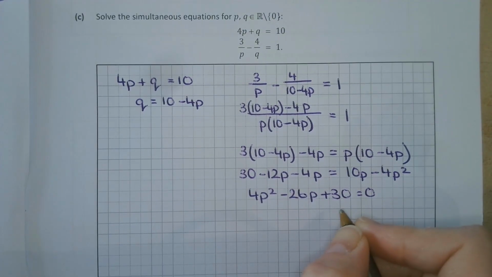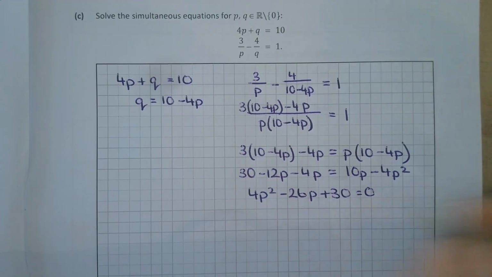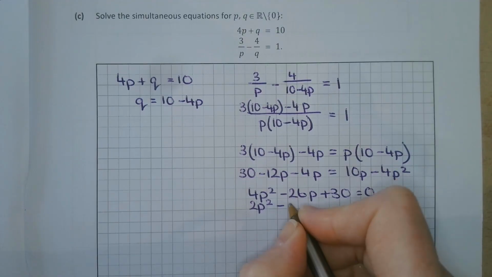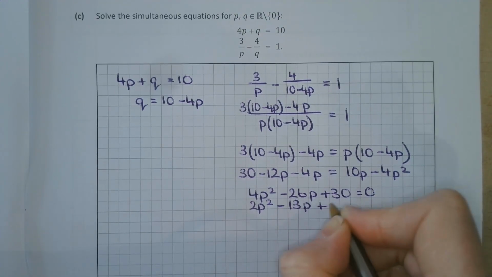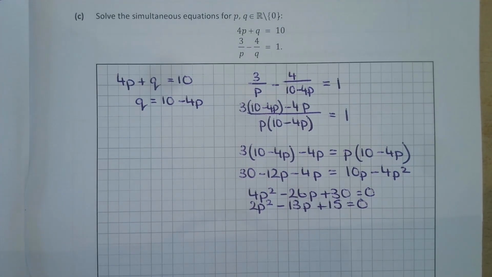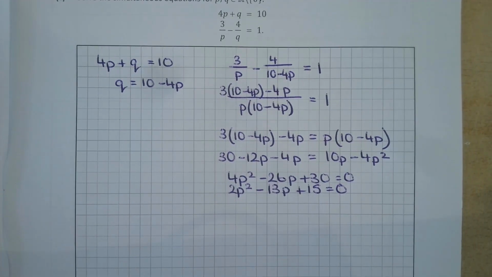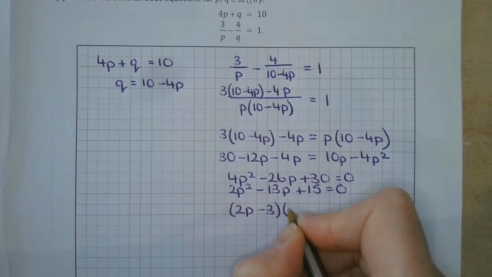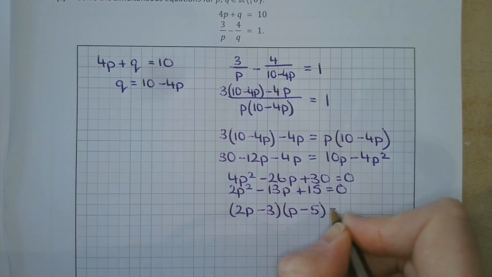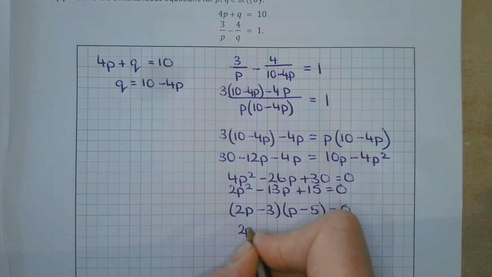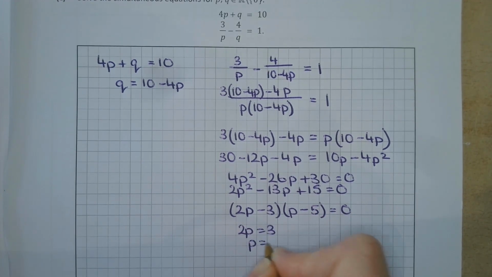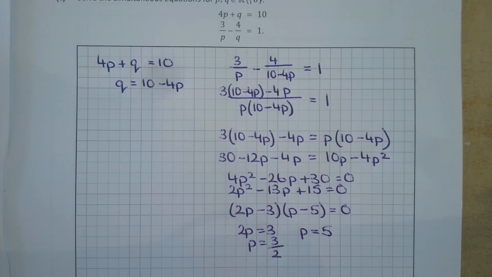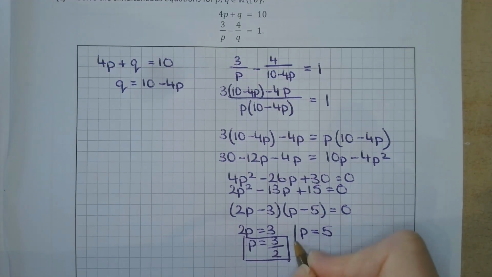You could look to factorize that as it is. You could divide both sides basically by 2, make it a little bit easier. 2p squared minus 13p plus 15 equals 0. Maybe a little bit easier to factorize. You could use your quadratic formula as well. It does factorize to 2p minus 3 in one bracket and p minus 5 in the other bracket. When we solve, so we get 2p is equal to 3, p is equal to 3 over 2, or p is equal to 5. So those are our two solutions for p.